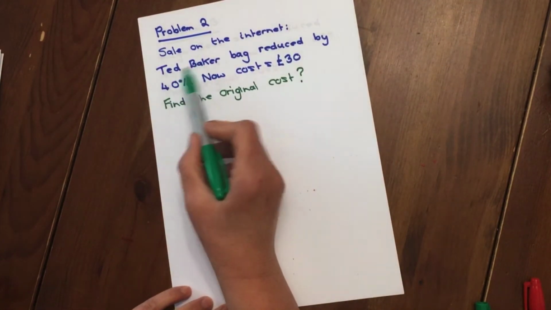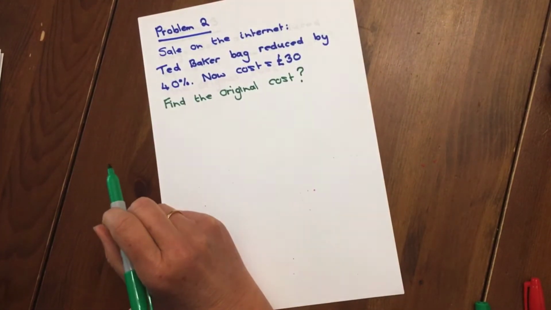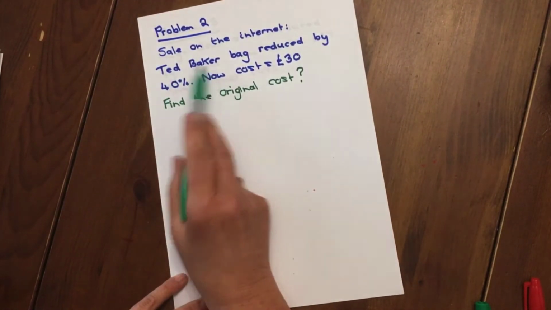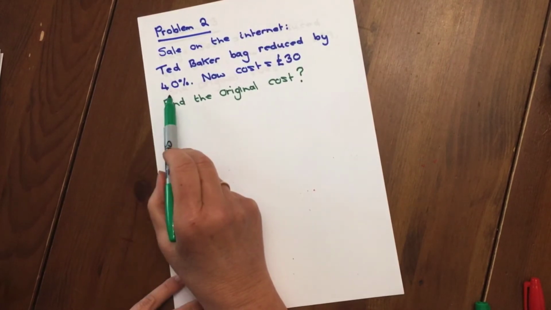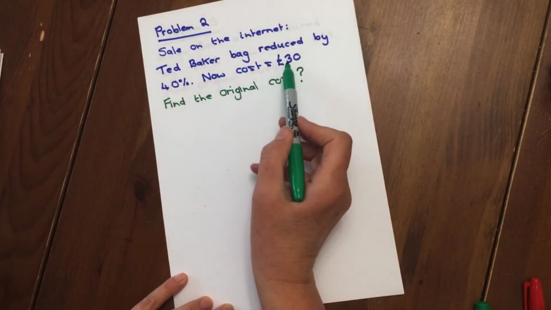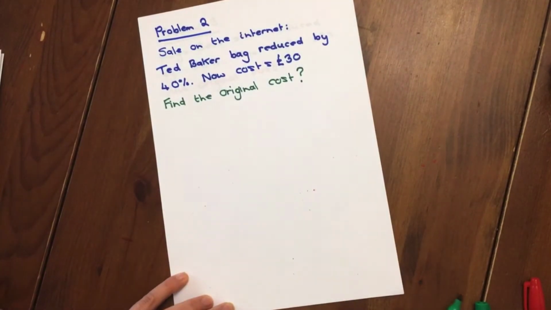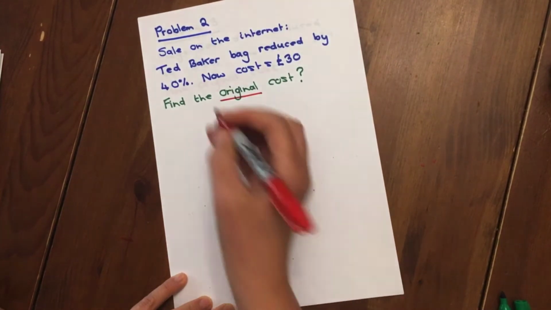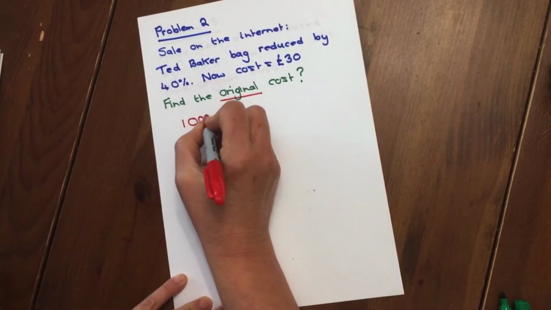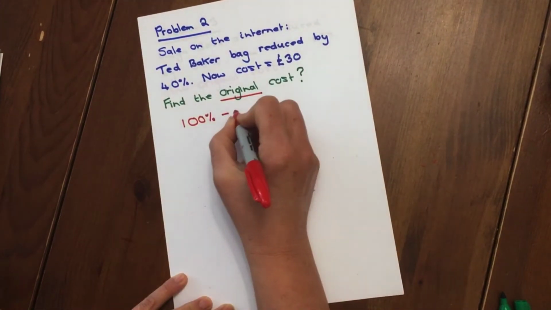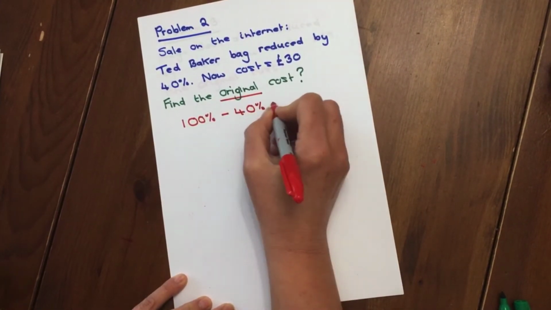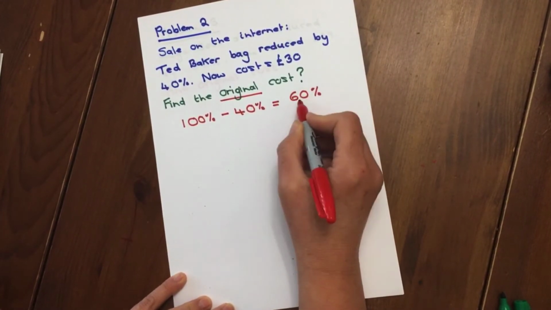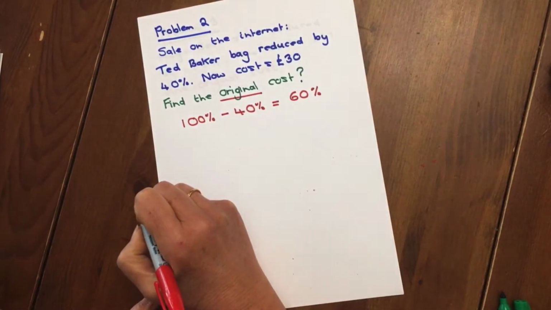Right, my daughter loves Ted Baker bags, not that I've ever bought her one, but she would like me to get her one, but I think they're too expensive. But let's say this Ted Baker bag has gone down by 40%, and it now costs £30, and we want to find the original cost. Okay, so original cost is 100%. It's gone down by 40%. So the sale price is 60% of what it originally cost.